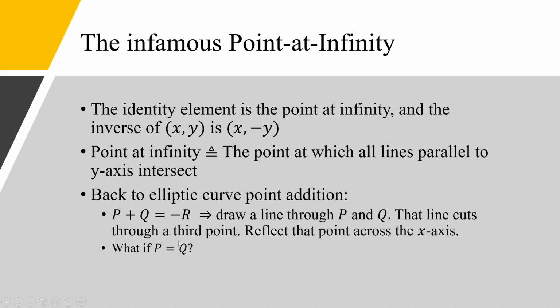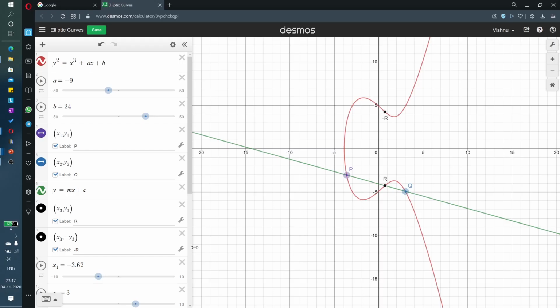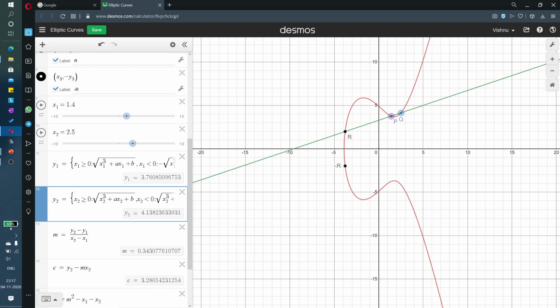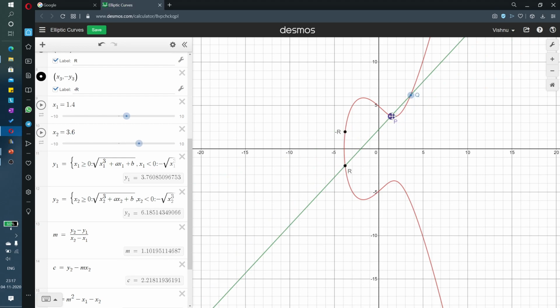Now it's technically true that an infinite number of lines pass through the same point. So let's see what happens when we bring P and Q closer and closer together. I had to define this as a piecewise function because it wasn't letting me plot implicit functions, so let me just change that. Right, so what happens if we bring P and Q closer and closer to each other? The line becomes closer and closer to the tangent line, and we know that the tangent line passes through one other point on the elliptic curve, so we find that point and we reflect it across the x-axis. So that's precisely what it means to add a point with itself.